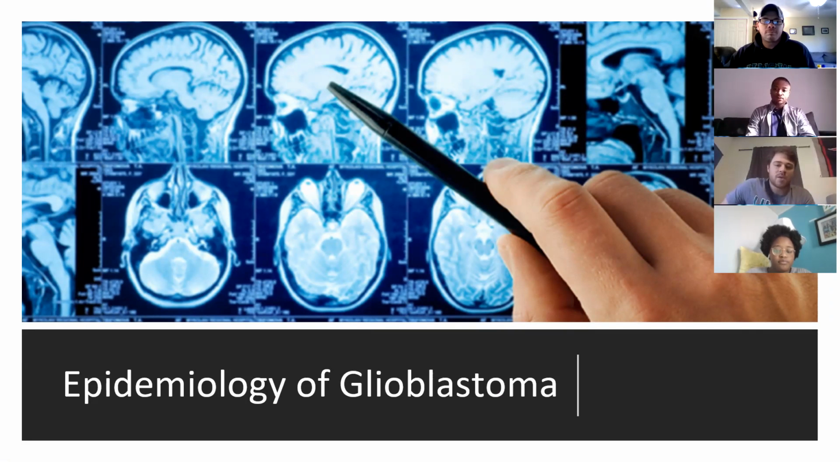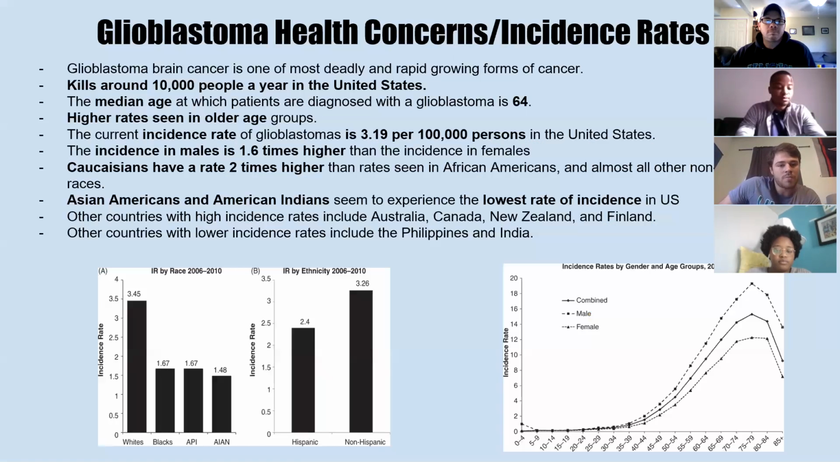All right, so the epidemiology of glioblastomas, I'm Sam, and I'm going to tell you about that. The major health concern regarding glioblastomas is that they're one of the most deadly and rapid growing forms of cancer. You'll see that with the mortality rate on the next slide. But every year in the US, around 10,000 people are killed specifically because of primary glioblastomas.